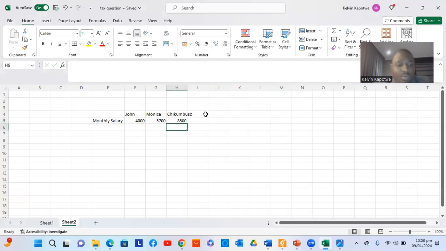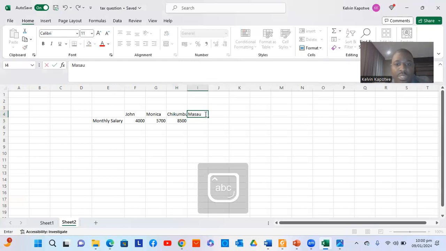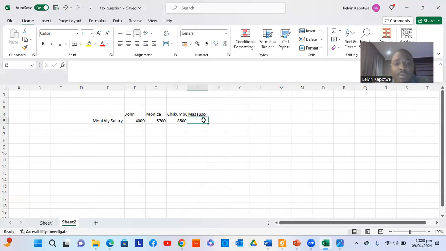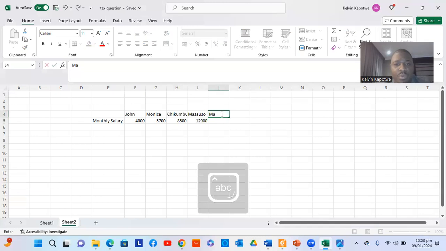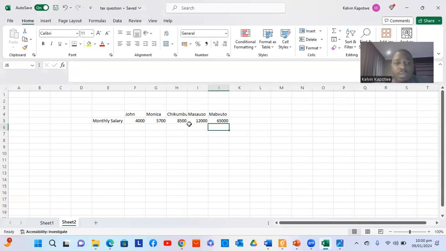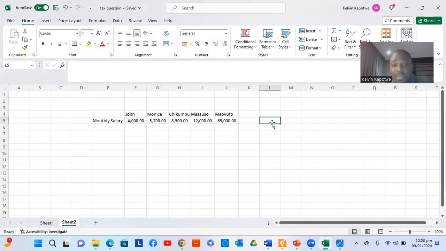And then we have Masauso, who is paid 12,000 kwacha. And then we have Mavuto, who was paid 65,000 kwacha monthly. So these are the monthly salaries that we are going to use to calculate the taxes correctly.